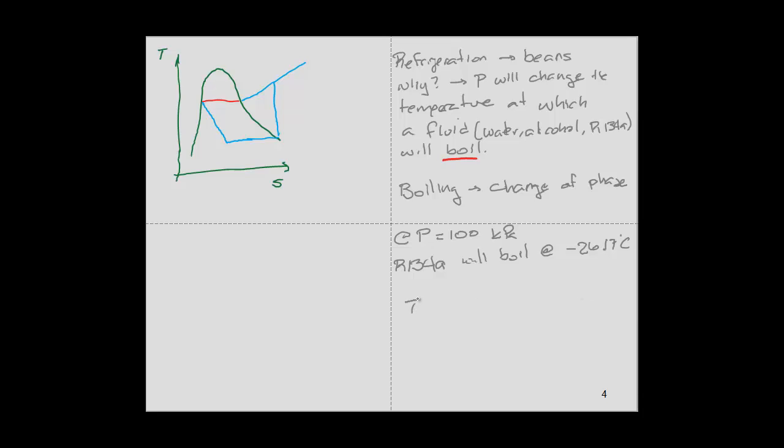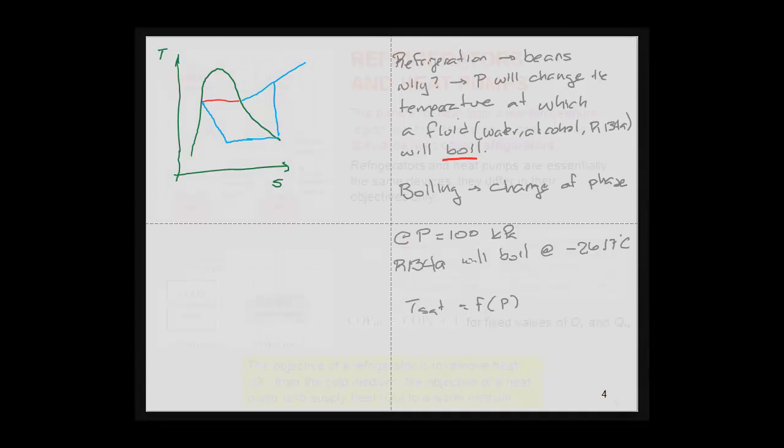So saturation temperature is a function of pressure. By changing the pressure in the system, we can change the temperature at which it will change phase and at which it will absorb heat. So next video we're going to start. This is what we discussed today, the Carnot refrigeration. Next video we're going to talk about the ideal vapor compression cycle. Thank you.